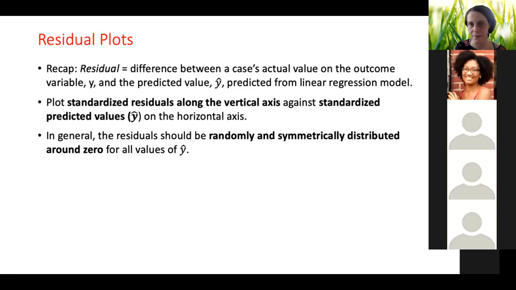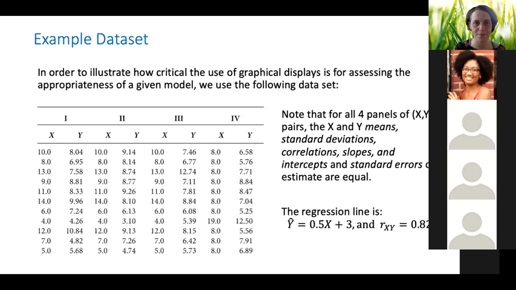In general, what we want to see in those plots is that the residuals are randomly and symmetrically distributed around 0 for all values of y-hat. We basically want to see something that looks like a rectangular envelope. We don't want to see something that looks like a funnel. That is not a good thing. Anything that deviates from this rectangular shape is usually problematic.